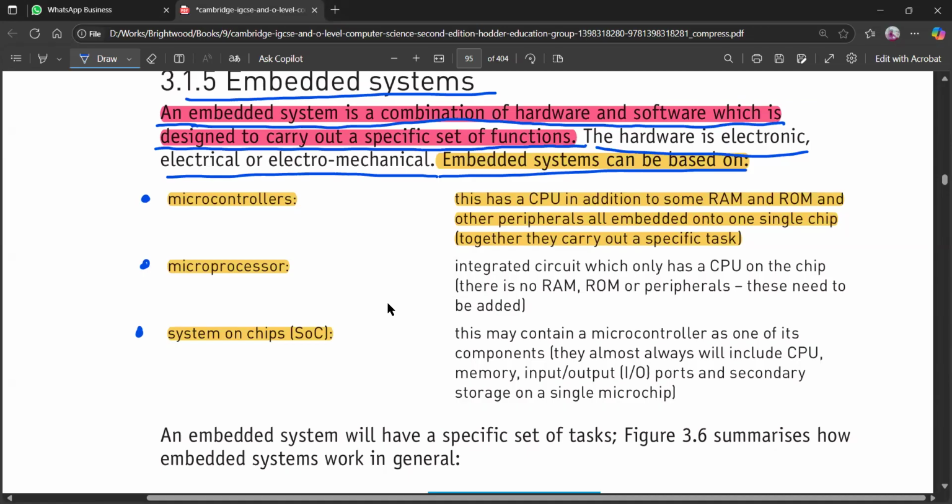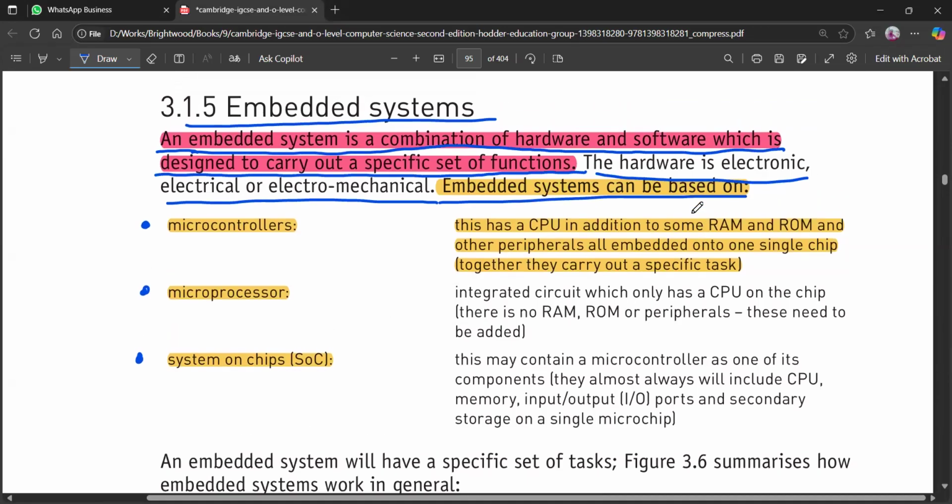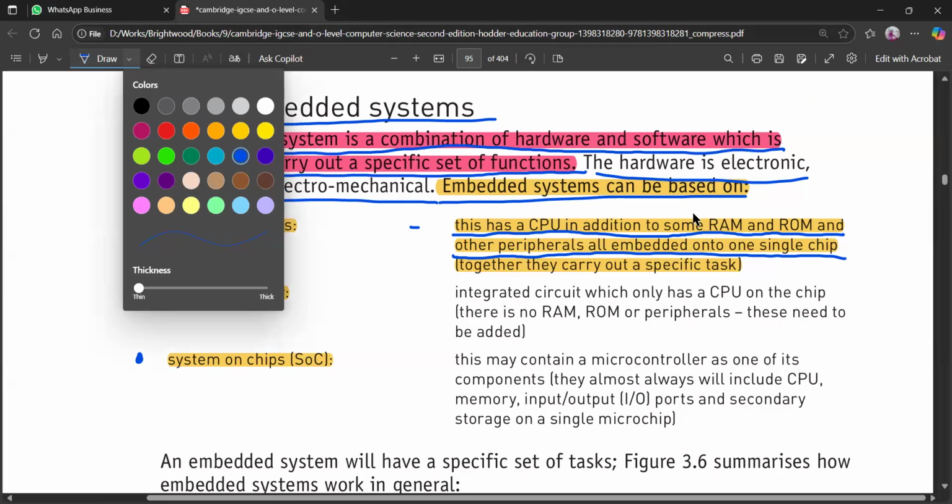First of all, an embedded system is a combination of hardware and software designed to carry out a specific set of functions. The hardware can be electronic, electrical, or electromechanical. That's three. Normally an embedded system can be based on microcontrollers, microprocessors, or system on chips. If it is based on a microcontroller, it has a CPU in addition to some RAM and ROM and other peripherals, all embedded onto one single chip, something like a motherboard.